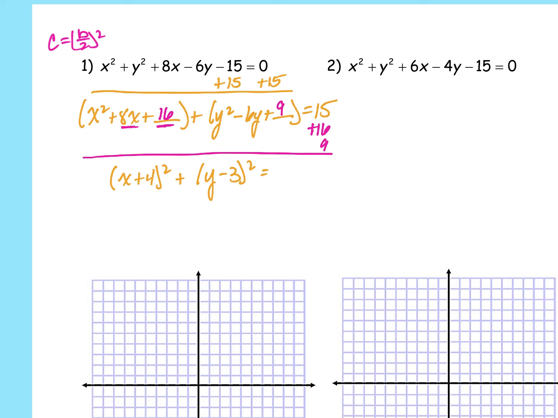Ooh, there's the equation of a circle right there. Okay? And it's going to equal, oh, Lord, have mercy. Okay, 15 plus 16 is 31 plus 9 is 40. Okay, 40. So the center of my circle is at negative 4, positive 3. And then my radius is going to be the square root of 40, which is approximately equal. And honestly, I'm just going to put it in decimal form, because I have to graph it. So what's the square root of 40? It's going to be 4 point something.